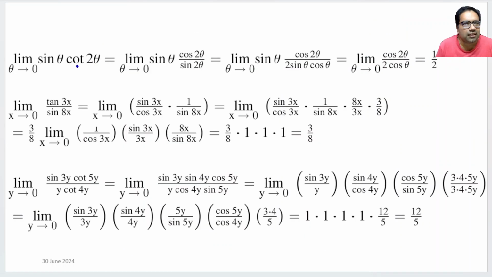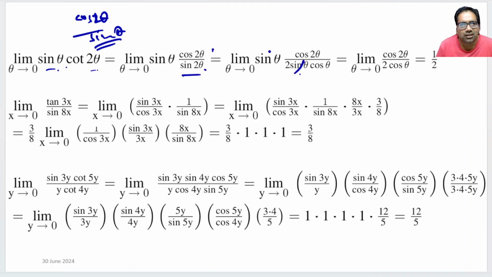Again, limit theta tends to 0, sin theta by cot 2 theta. So we have a cot 2 theta and we have sin theta. But the problem is cot 2 theta is cos 2 theta by sin 2 theta. There is a 0 in the denominator. That's why we cannot directly substitute theta. So what we will do, we will write it as cos 2 theta by sin 2 theta. And what is sin 2 theta? It is 2 sin theta cos theta.